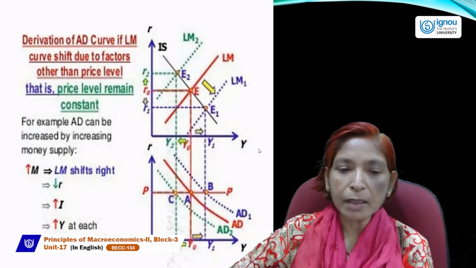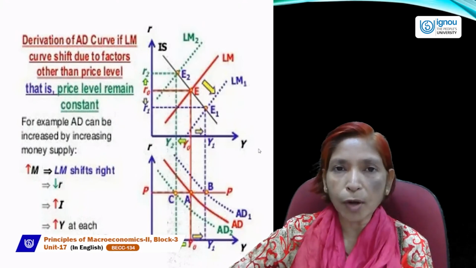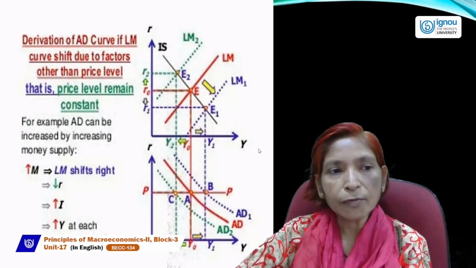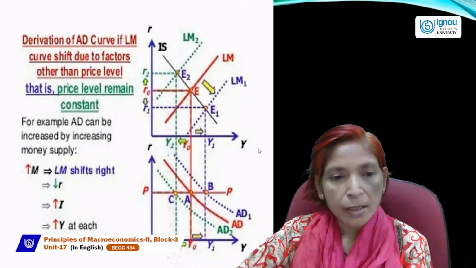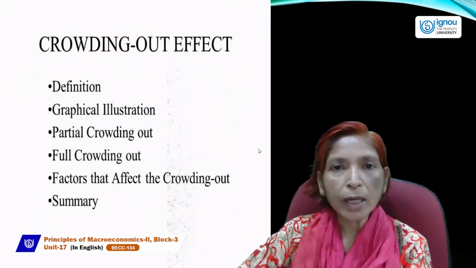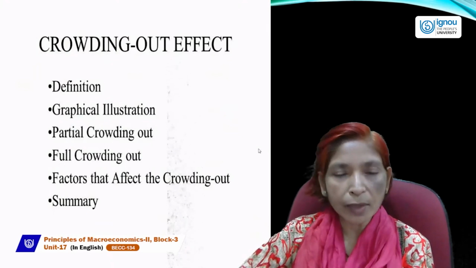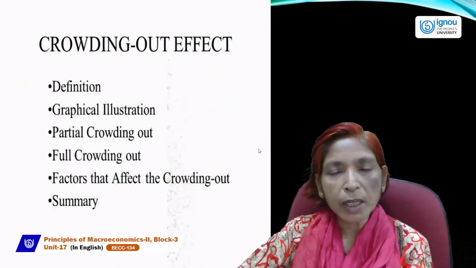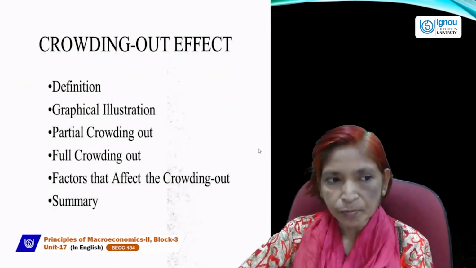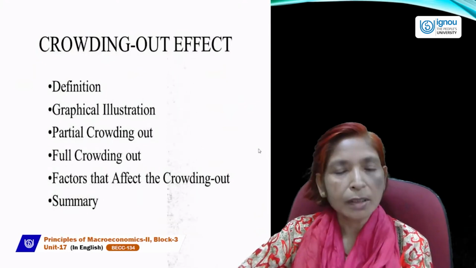So aggregate demand can shift either to the right hand side or left hand side due to change in monetary policy and due to change in fiscal policy. Next is the crowding out effect. This crowding out effect is a very important concept in IS-LM curve analysis. What is the meaning of crowding out? Here we will discuss the definition of crowding out.